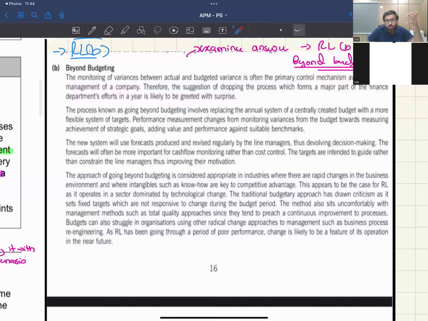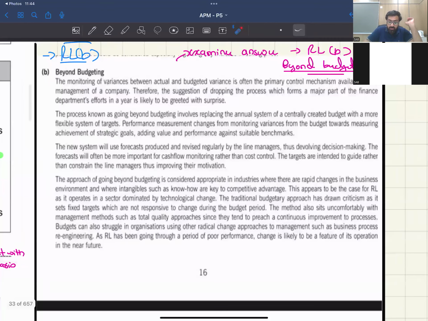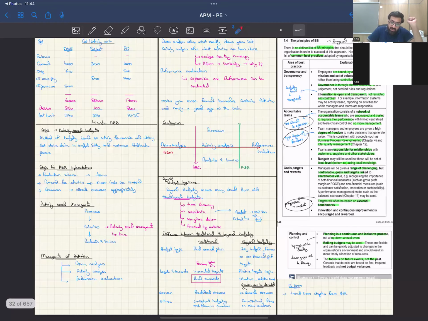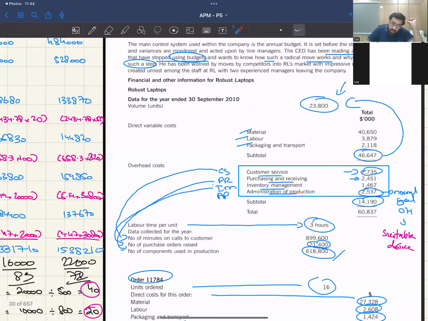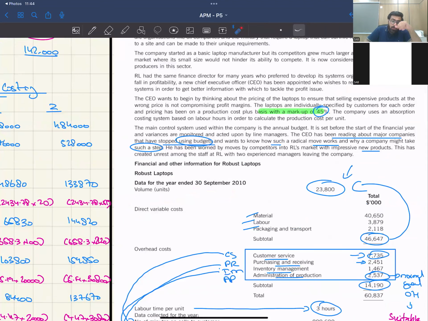So how do we apply beyond budgeting? Now you should have a good grip on the question, right? We read this question in the last class: RL is a laptop manufacturer that had the same finance director for many years, who wants the systems to grow organically, but profitability has fallen. A CEO has been appointed, and financial control systems are being reviewed. He wants to begin thinking about the pricing. The CEO wants new pricing, and they are charging this percentage.